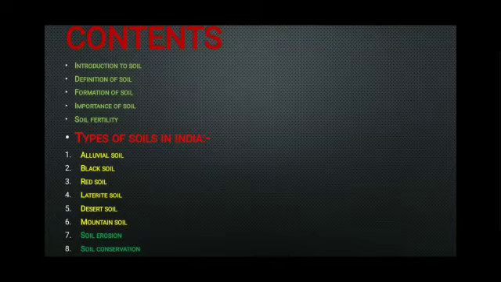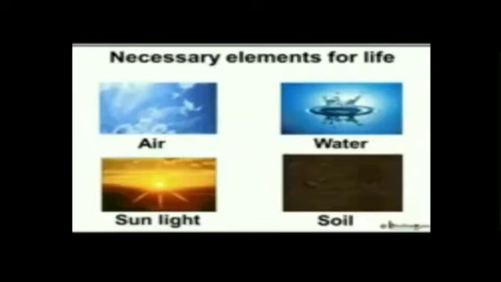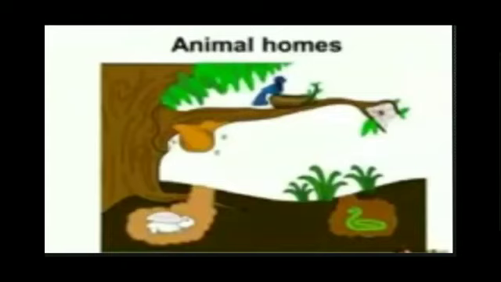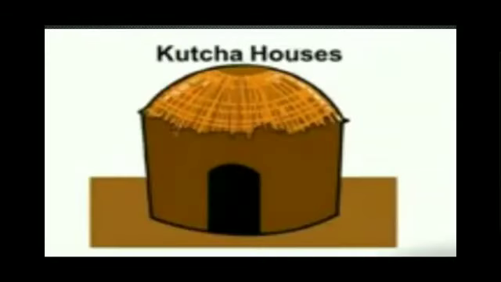So, let's begin. My dear students, do you know what are the things that are essential for life to exist? Yes, you know. Necessary elements for life are air, water, sunlight, and soil. And it is the soil which helps plants to grow, gives food sources to all living beings, and provides homes for many small organisms like earthworms, rabbits, snakes, etc. We can also make kacha houses with the help of this soil.